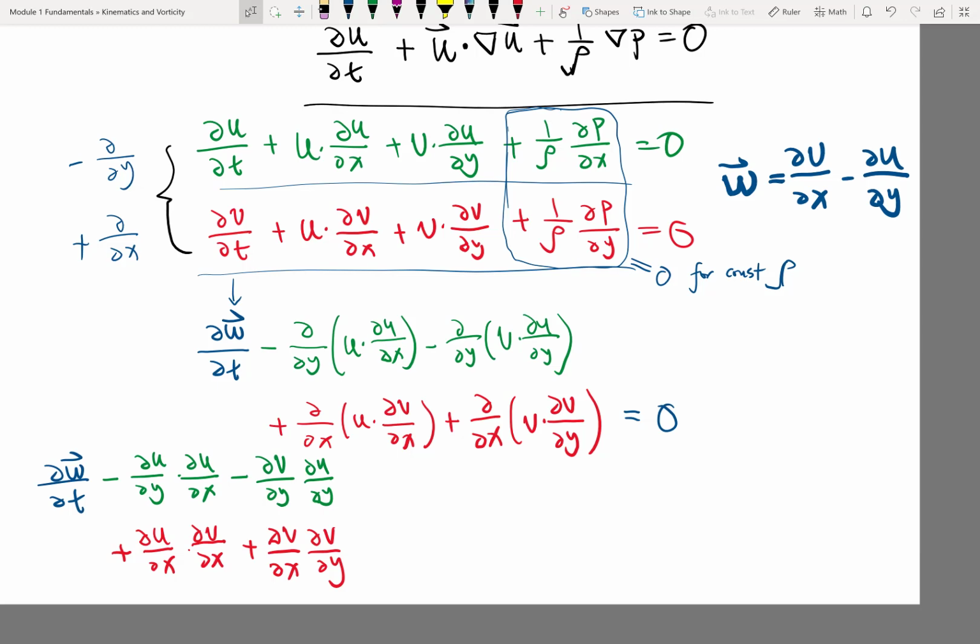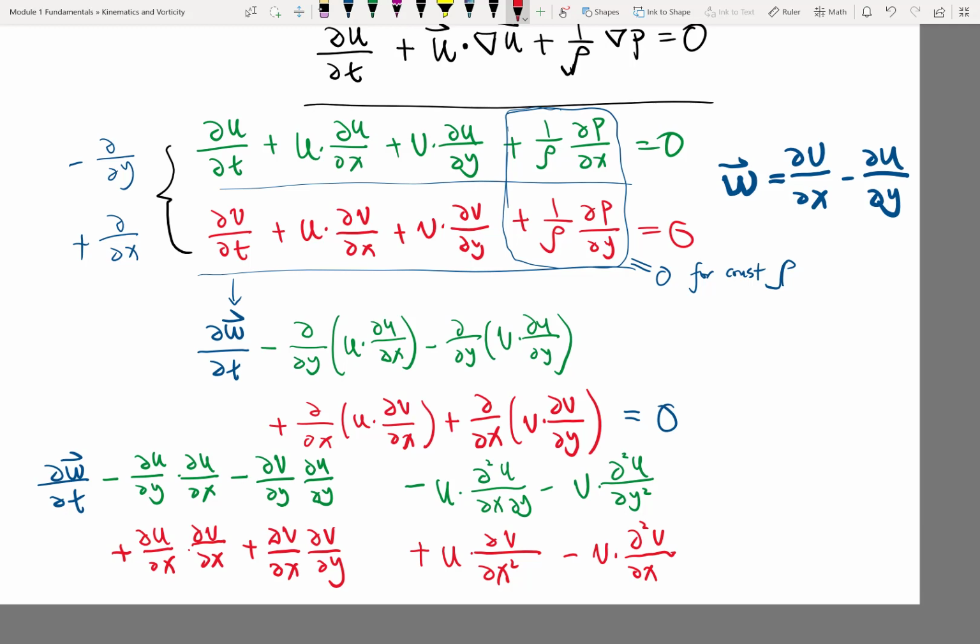And then we have the second part. The second part is minus u times the second derivative of u with respect to x and y, minus v times the second derivative of u with respect to y squared. And we have plus u times the second derivative of v with respect to x squared, minus v times the second derivative of v with respect to x and y. Okay, so let's first take a look at this.